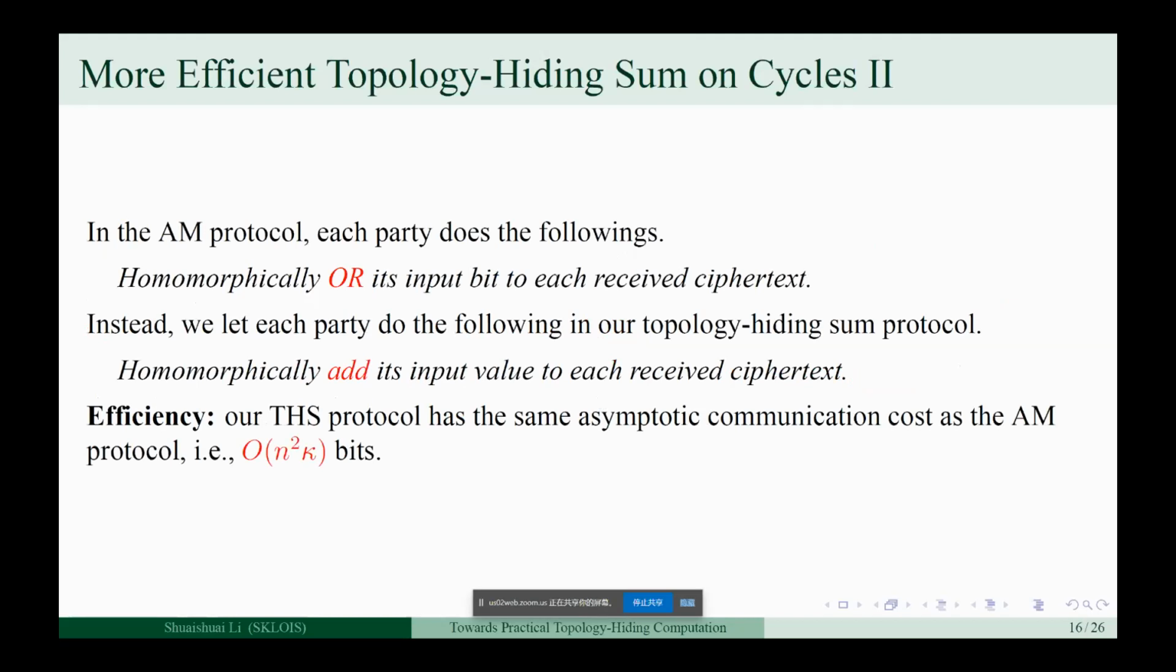In the AM protocol, each party homomorphically adds its input bit to each received ciphertext. Instead, we let each party homomorphically add its input value to each received ciphertext. The efficiency of this THS protocol has the same asymptotic communication cost as the AM protocol, namely O(n) squared times kappa bits.